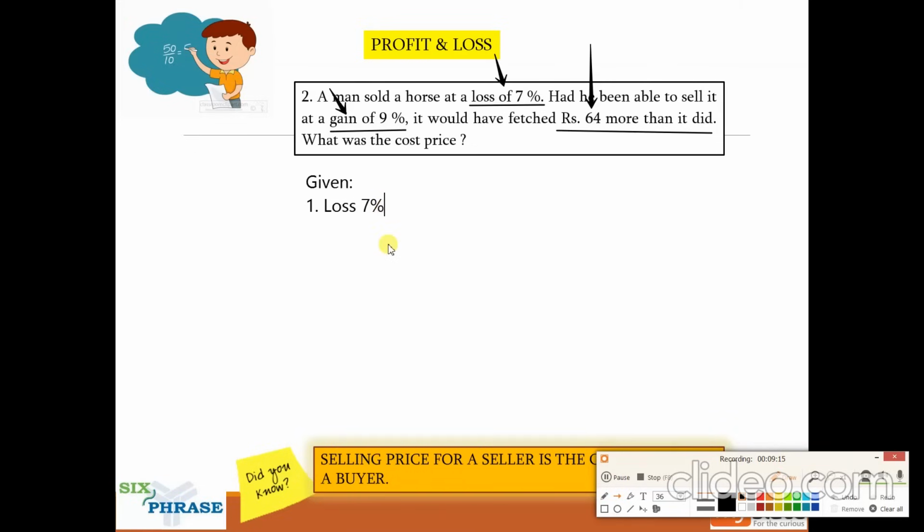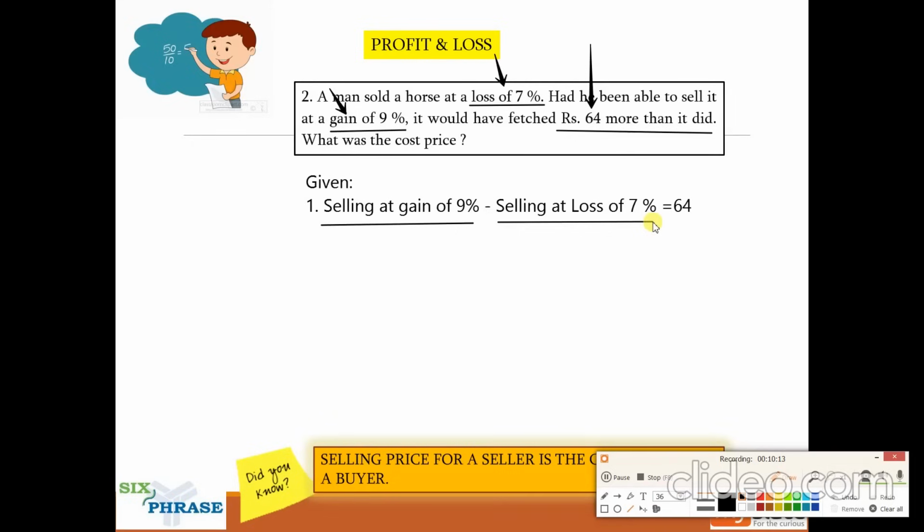So what happens here is, we should say gain of 9% minus loss of 7% is equal to 64. Okay, so when he is selling at a gain of 9%, minus when he is selling at a loss of 7%. So you can see both this and this are selling prices.